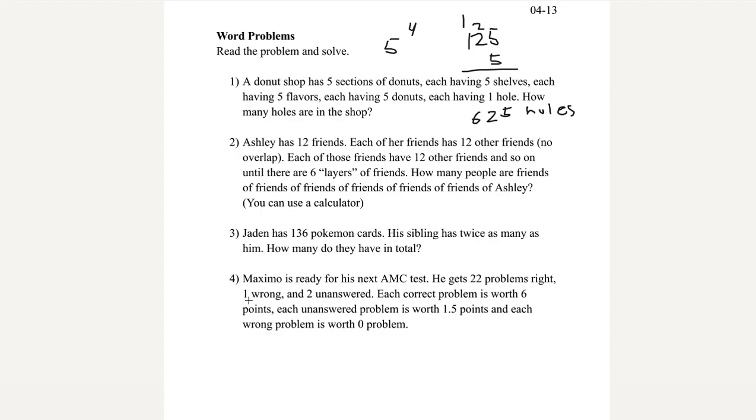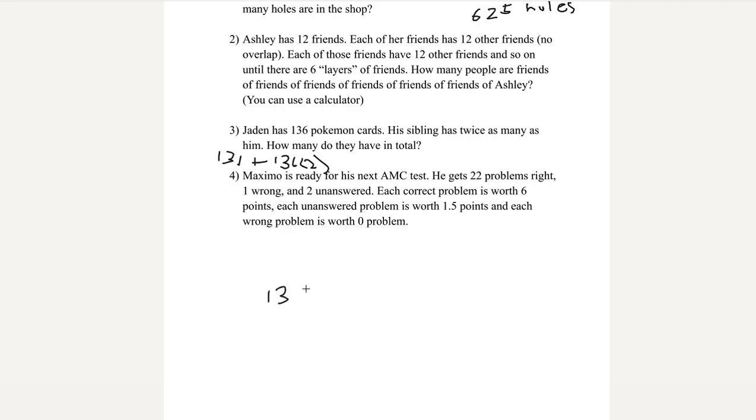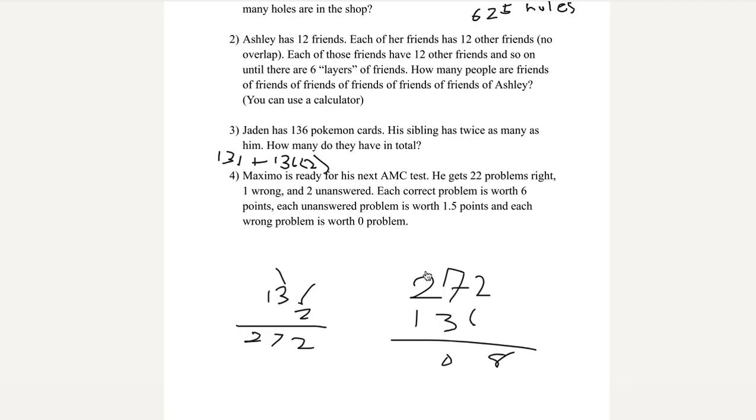So Jaden has 136, and then his sibling has twice as many, 136 times 2. And so we're just going to do PEMDAS. We're going to do 136 times 2. Let's solve that out real quick. That's 272. And we're going to add 272 to 136. And that should give us 408 Pokemon cards in total.